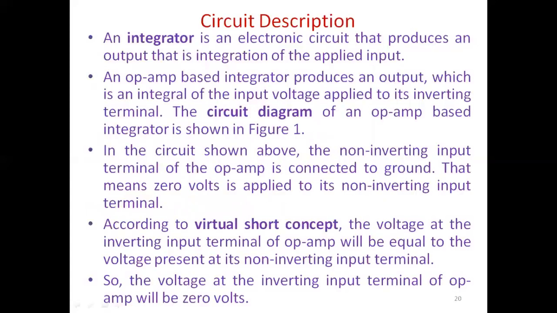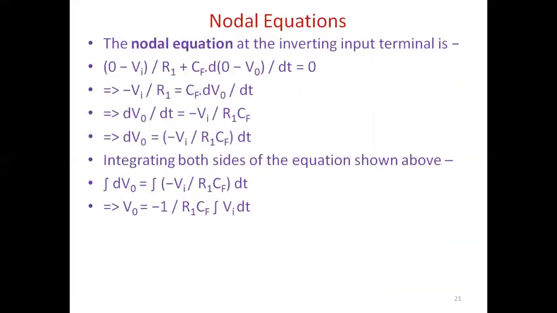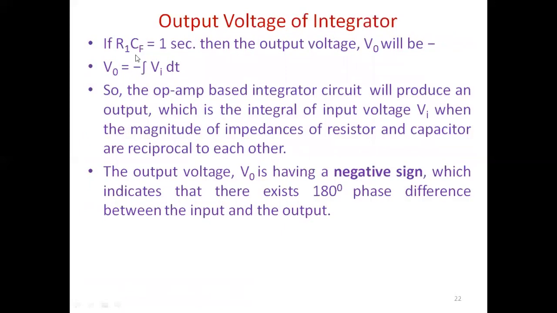That is why we are getting 180-degree phase shift between the input and the output voltage. That is the reason for the minus sign here. Suppose R1 into Cf equal to 1, then the output voltage would be equal to integration of the input voltage. Whereas R1 Cf is called the time constant.